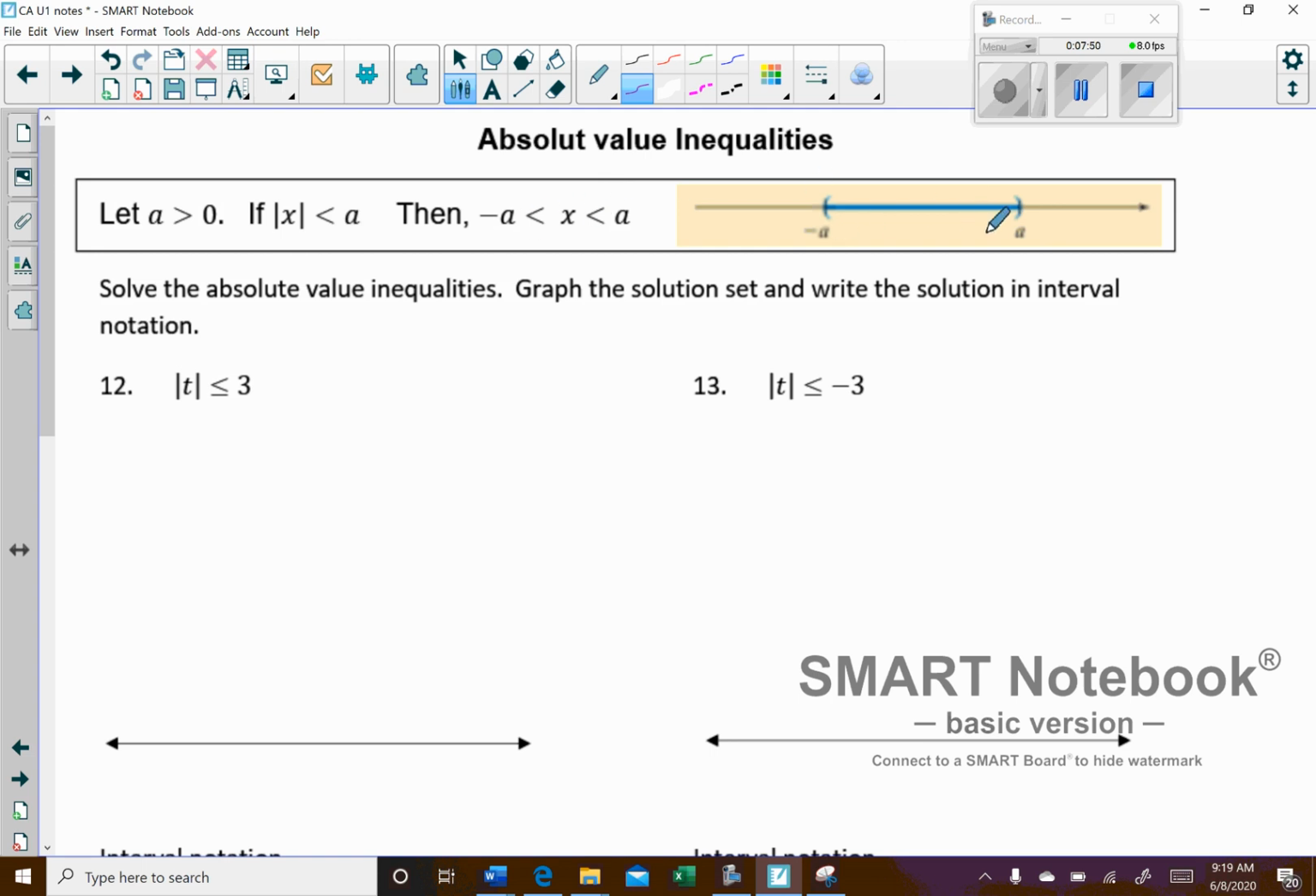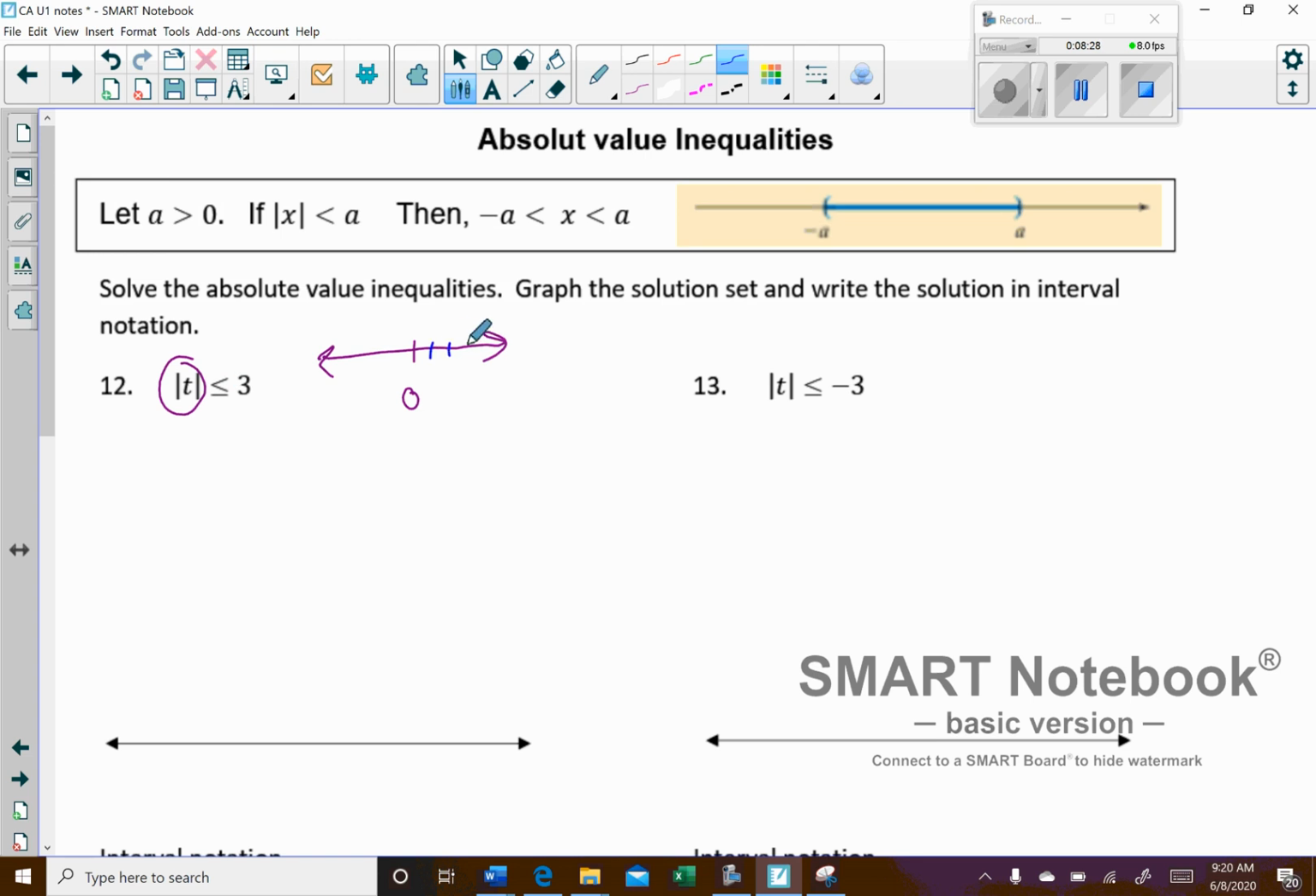And then here's a visual of the number line right here. Looking at the definition probably doesn't help you too much. You need to actually see it in action. So if we look at number 12, you need to really think about what's going on. We're looking for numbers, the absolute value of t, that are less than or equal to 3 units away from 0. If you were to look at a number line, here's where 0 is. Whatever numbers I pick need to be less than or equal to 3 units away from 0.